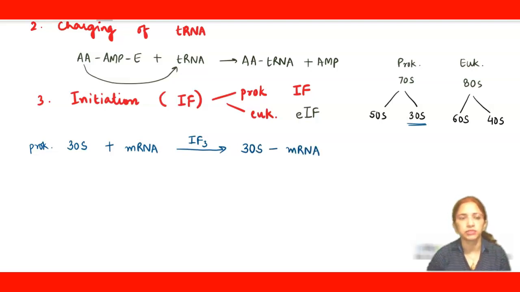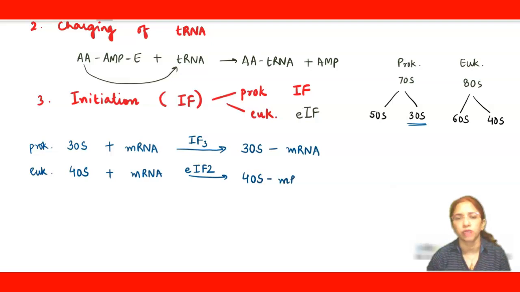Okay, so 30S will be united to messenger RNA. If the same process happens in eukaryotes, then the smaller unit is 40S and this will unite with messenger RNA, and in this process there is a little change: initiation factor 2 is going to help out. Remember, we are studying the eukaryotic one, so this name will become eIF2, meaning eukaryotic initiation factor 2 will help out in this process, and by this the smaller unit will be united to transfer RNA.